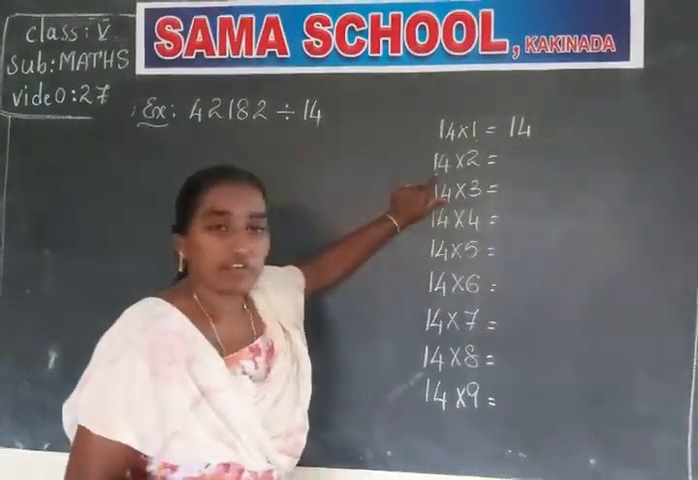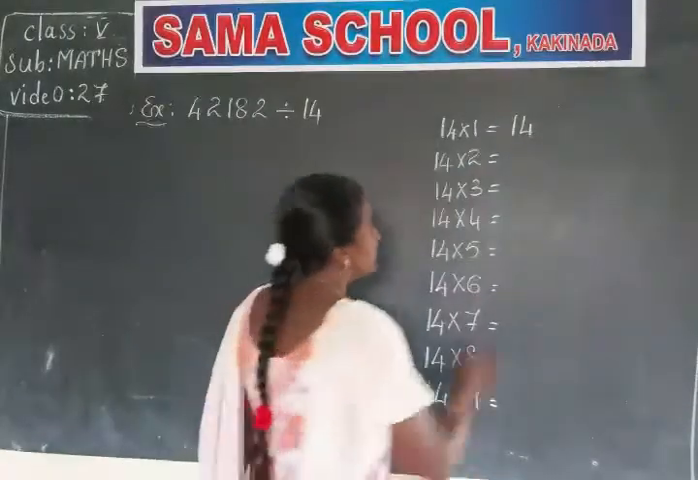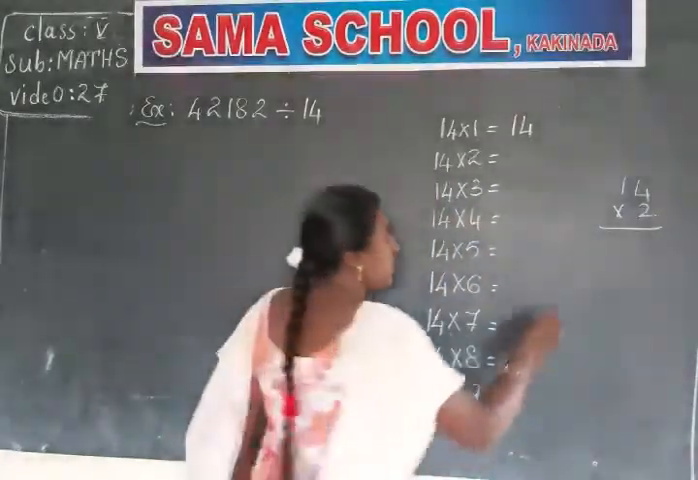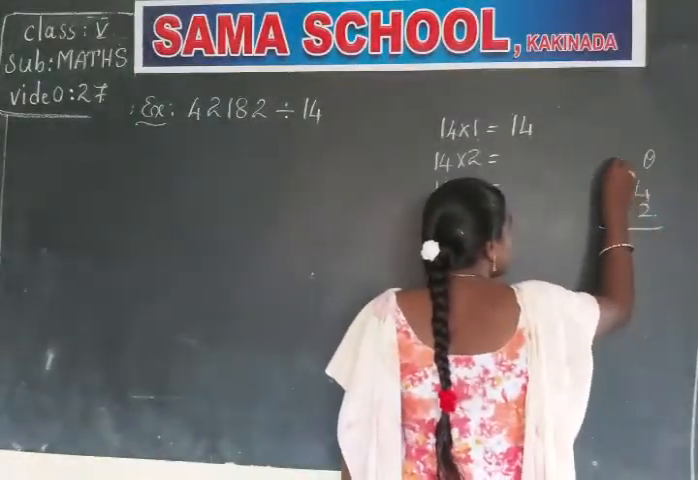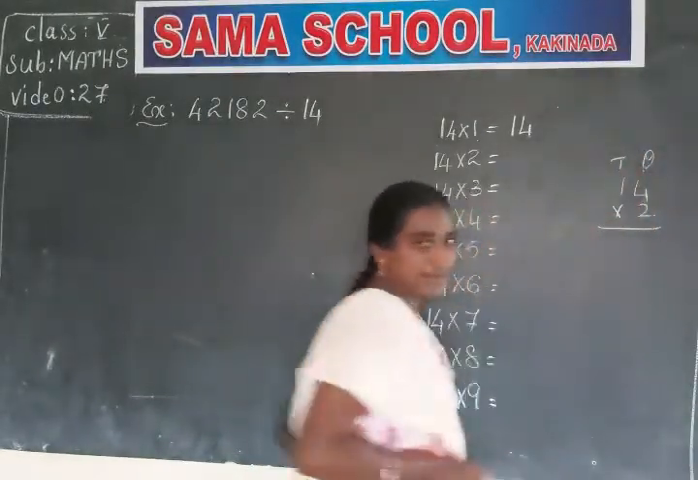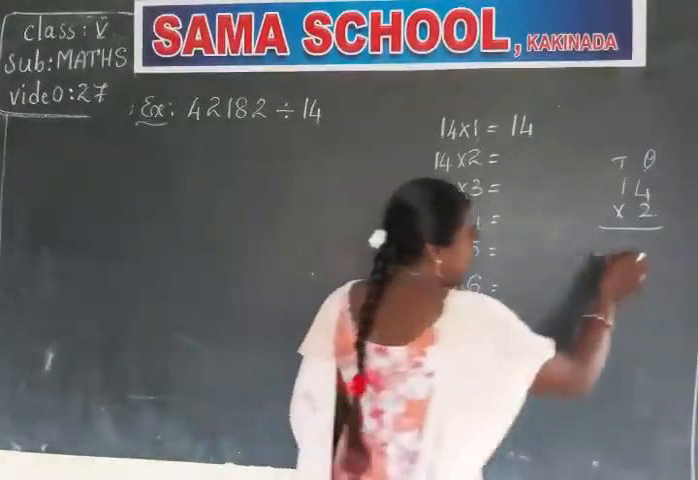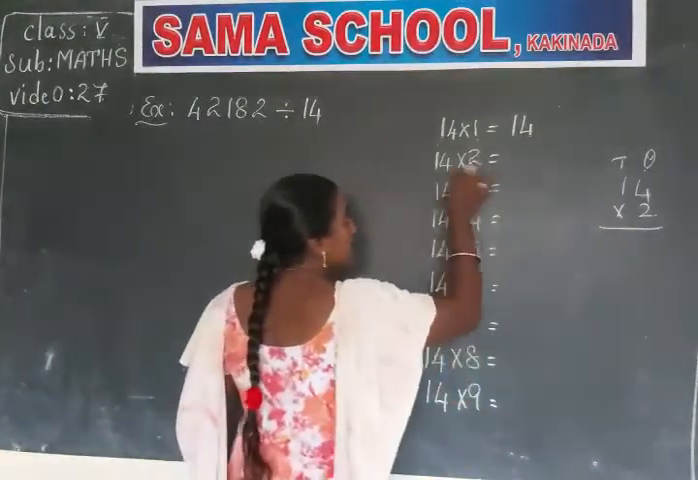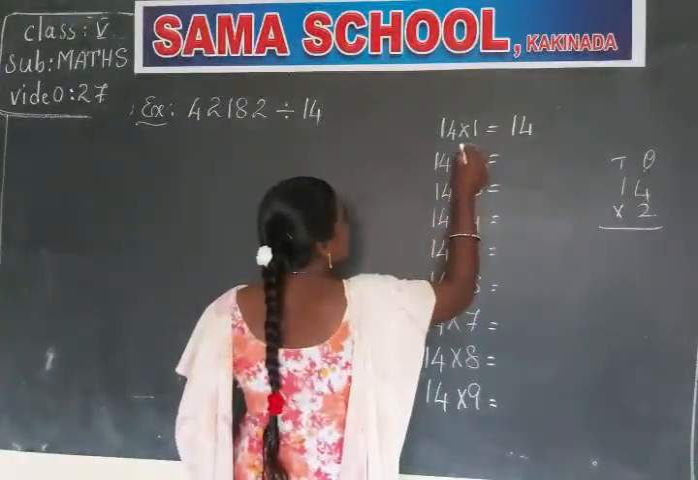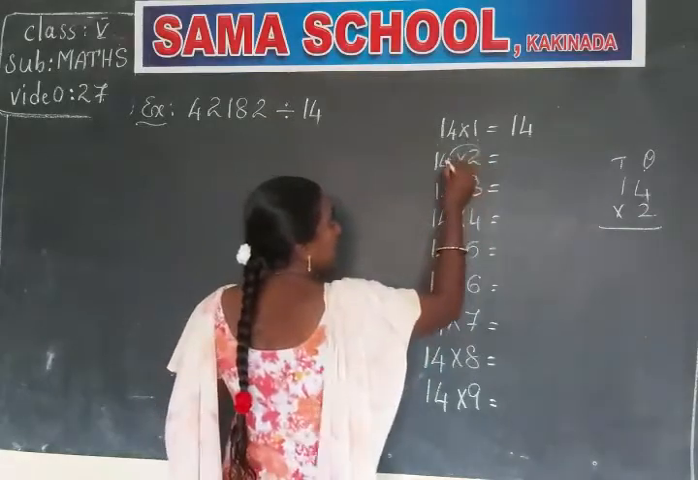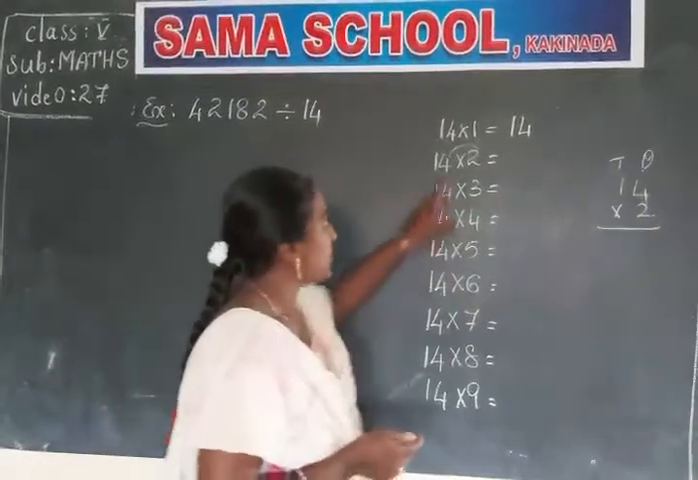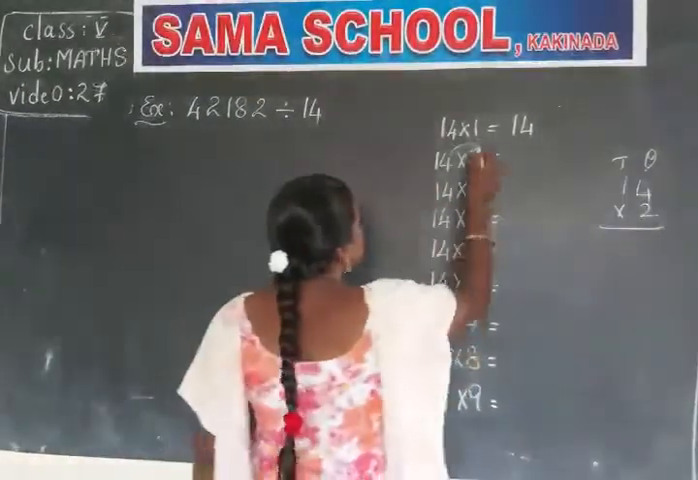Now we have to find 14 twos are. See here, generally we will do the multiplication like this, right children? Here 4 is in 1's place and 1 is in 10's place. Always we start doing the multiplication from 1's place only. So, this multiplication we will do in this way, horizontally. First, we will multiply the 1's place digit by 2. So, 2 4s are 8. Actually, this is 1's place digit, right children? So, 4 2s are 8.